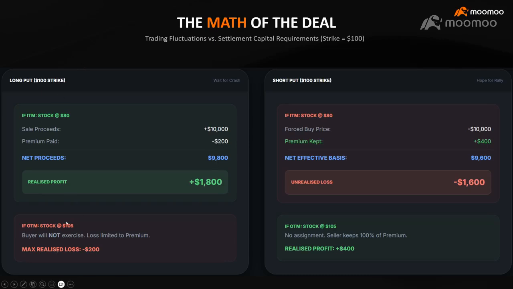If the stock price is trading above the strike price, which means your put option is considered out of the money, the buyer won't exercise, and the maximum loss is just like $200. This is from the buyer's perspective.